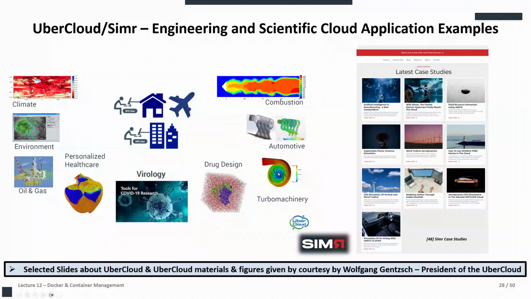So here are a couple of, let's say, high-level areas where UberCloud and SimR have applications. Here on the left-hand side is the UberCloud area. You see even COVID-19 was part of it. And here is combustion, automotive, and turbo machinery, which we will talk a little bit more about, because this partly already includes fluid flow and computational fluid dynamics techniques. On the right-hand side, you see also the case studies from SimR that I added, where again, aerodynamic CFD simulations in the Advania HPC Flow Cloud.